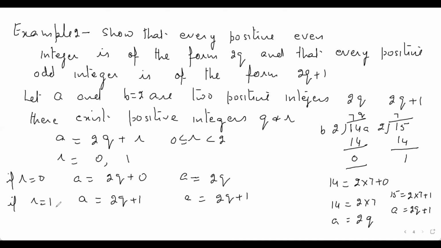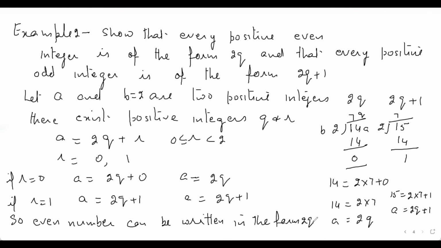And if R is 1, it is an odd number. An odd number can be written in the form of 2Q plus 1. So this is how you will write it in the exam. Even number can be written in the form of 2Q and odd number can be written in the form of 2Q plus 1. So that is the question.